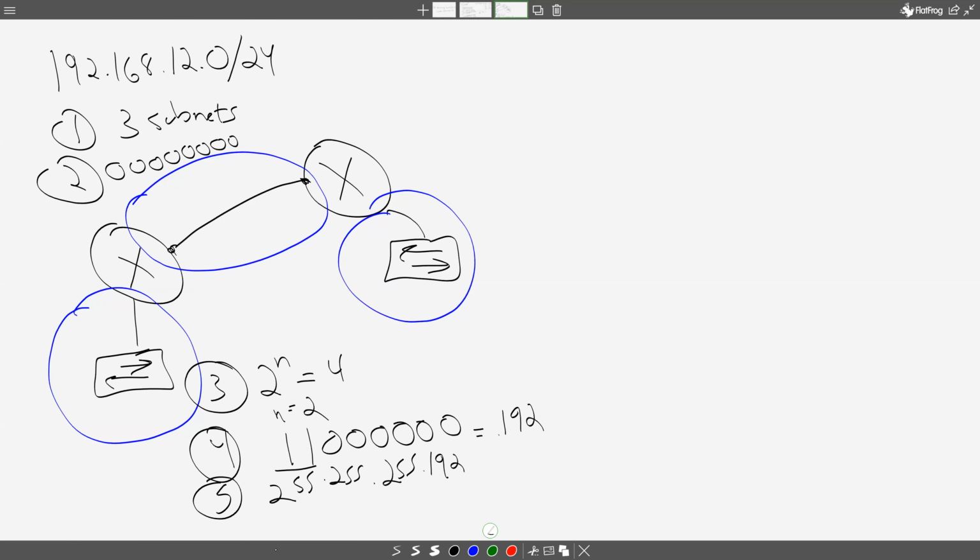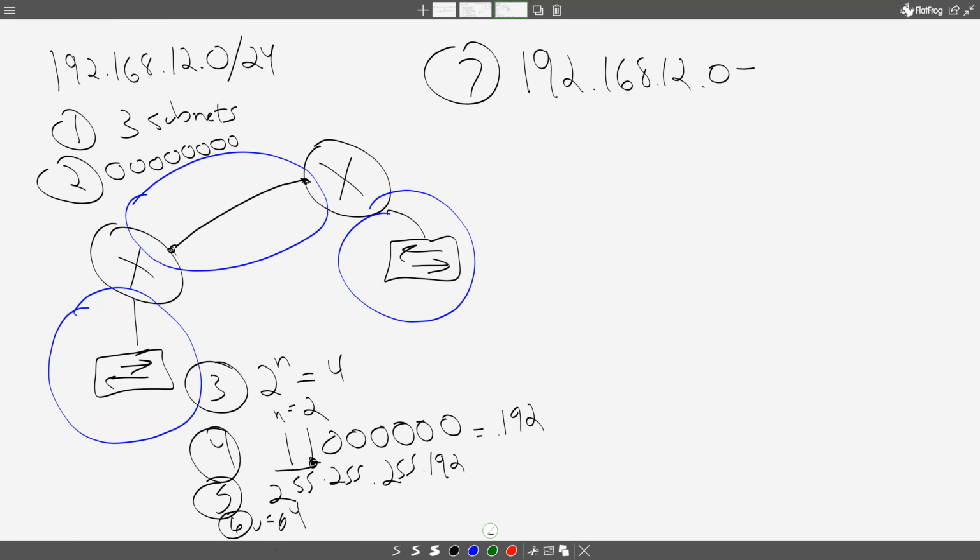192. Step 6, we need to find our variable. So we look up here and we go, okay, the highest order bit turned on is right here, and the value there is 64. So my variable equals 64. And now I'm going to be able to break up my network. So I'm going to go 192.168.12.0. This is step 7, by the way. We're going to find our subnets.